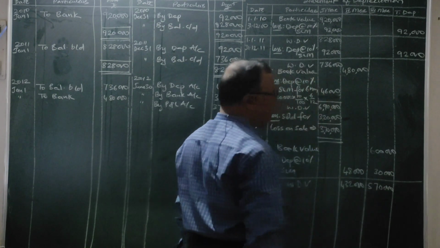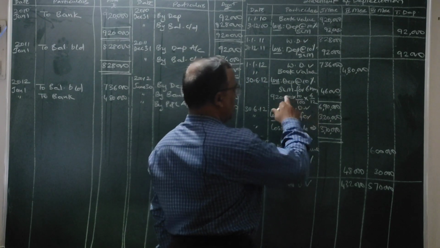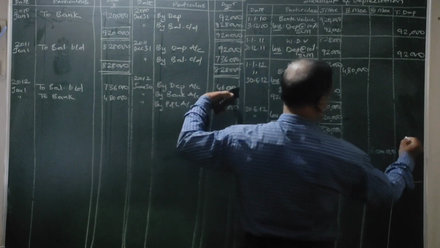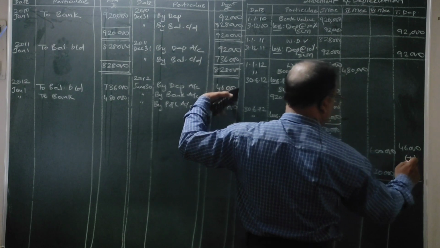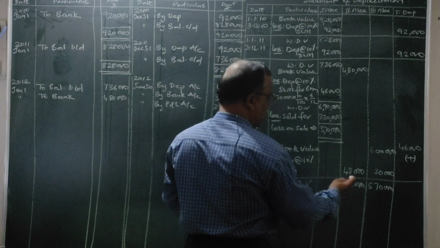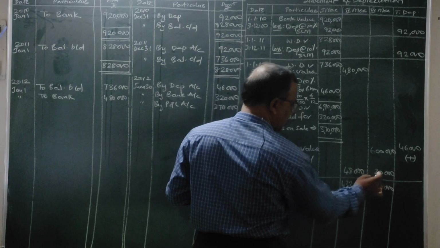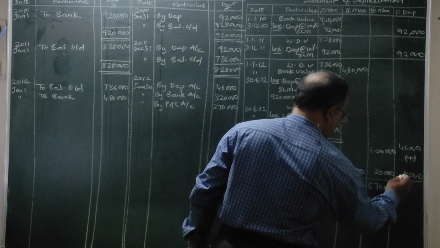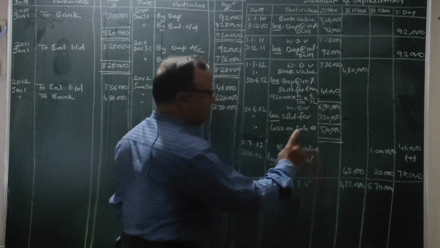Now what is the depreciation? Total depreciation in this year: on this day we have already provided depreciation of 46,000, which we have written here. I am putting plus because that was provided on 30th June. And on 31st December, we are going to provide depreciation for these two: 48,000 plus 30,000. How much will it be? 4 plus 3 is 7, 8 is 78,000. So this is the depreciation.